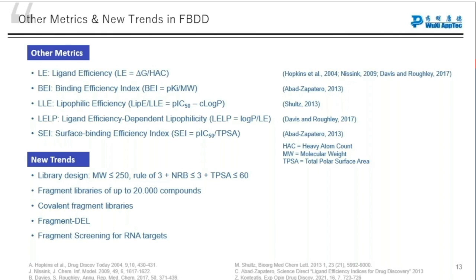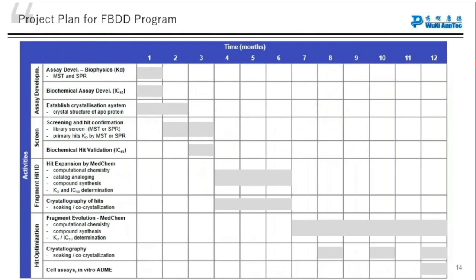Other new trends are that we do see covalent fragment libraries being used. We do see fragment screening used in combination with DEL. Once you have identified a fragment, you can use that to design your DEL library. And most recently, we also see fragment screening used for RNA targets. Now, within WuXi, we offer that service for fragment-based drug discovery, and we plan these kinds of projects.